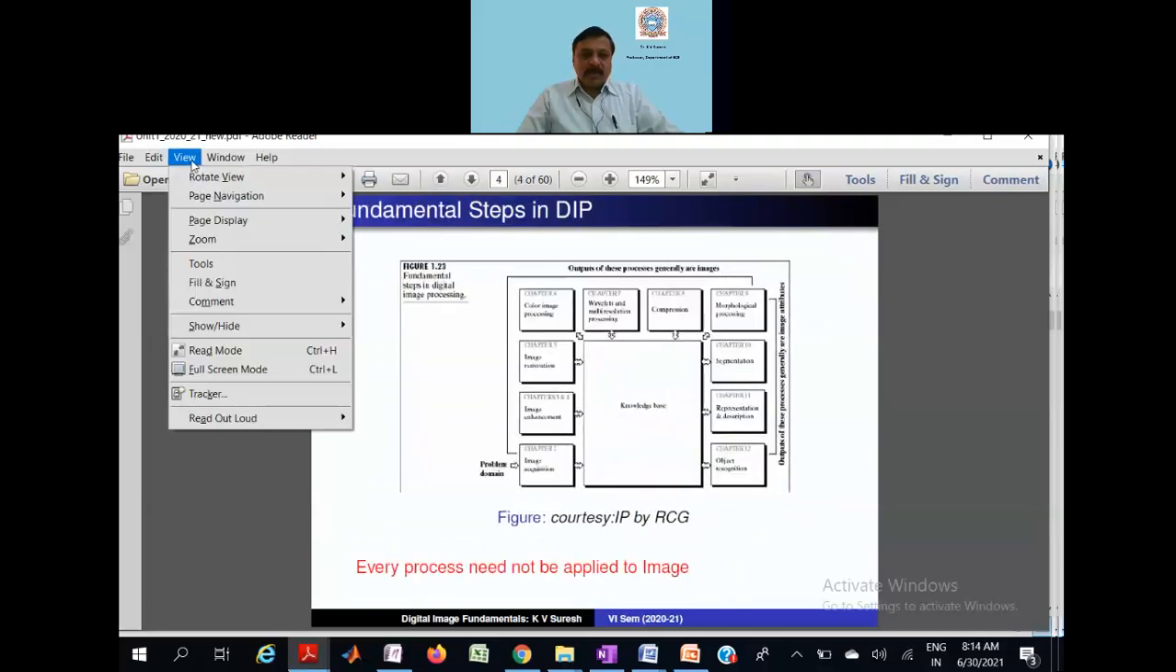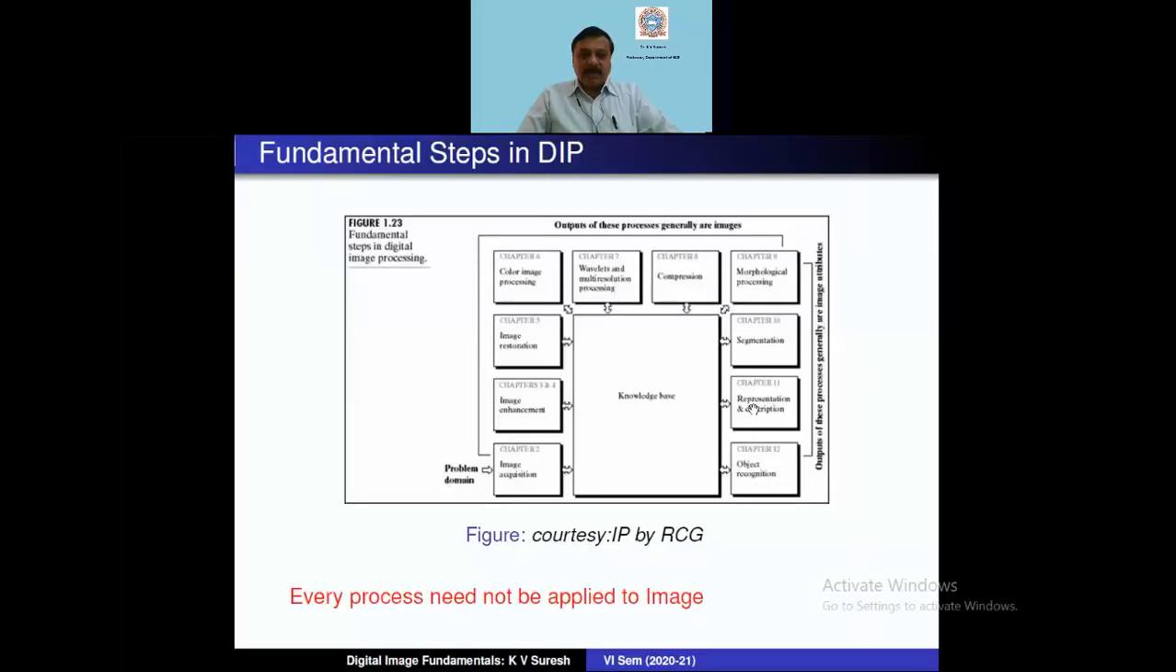This is a block diagram. I hope all of you remember this block diagram. This is the fundamental steps that we discussed. As you saw, in image enhancement and image restoration, the output of these processes are images. Whereas when it comes to segmentation, morphological processing, representation, and object detection, the output here is normally attributes. That means you don't get the output as an image, you get it as the attributes of the image.